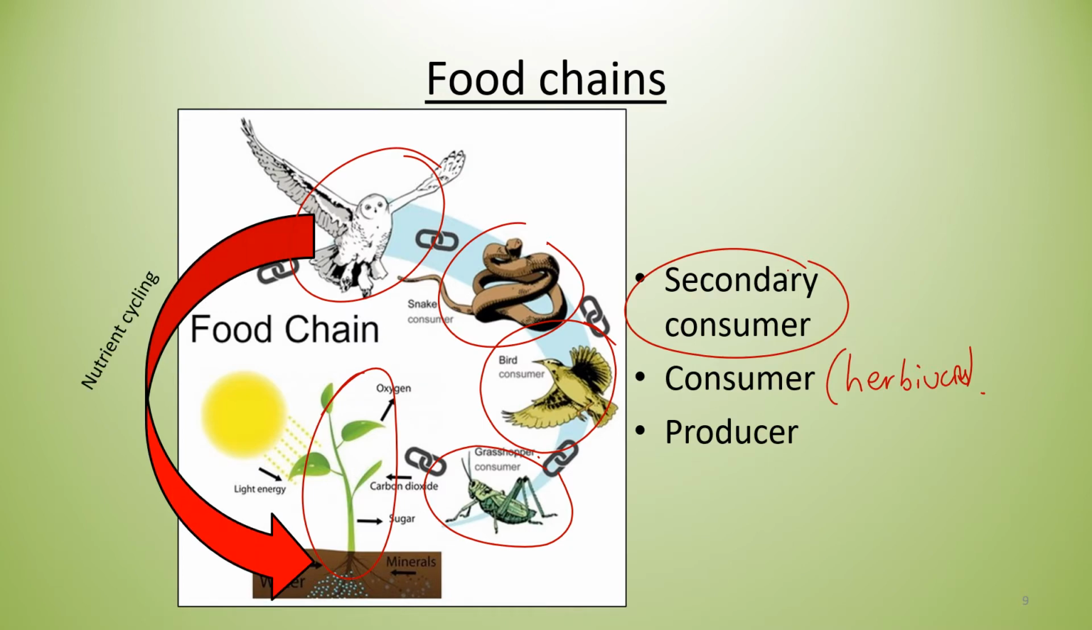When the owl dies, decomposers will break its body down. This is called nutrient cycling. Those nutrients will re-enter the soil for the nutrients to be used by the plant to grow through photosynthesis, and that is then the food chain complete.